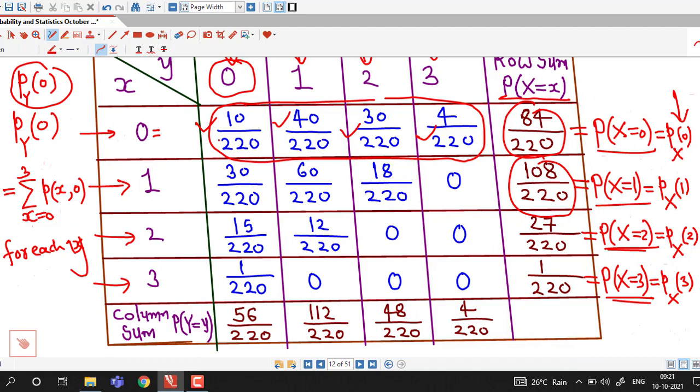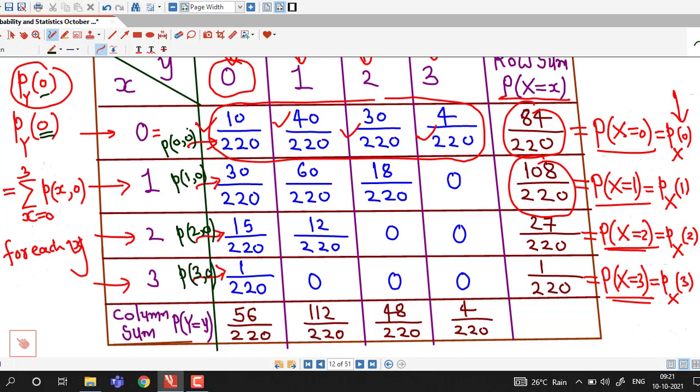This first one is P of 0 0, since y is fixed here at 0. The second one is P of 1 0, the third one is P of 2 0, and this is P of 3 0.